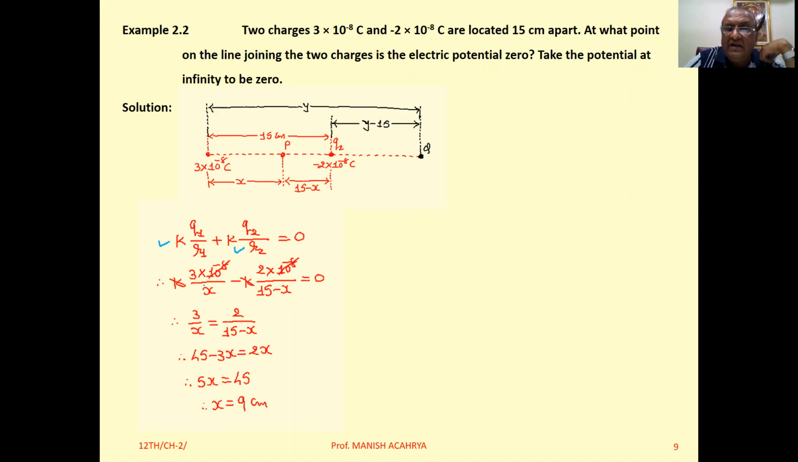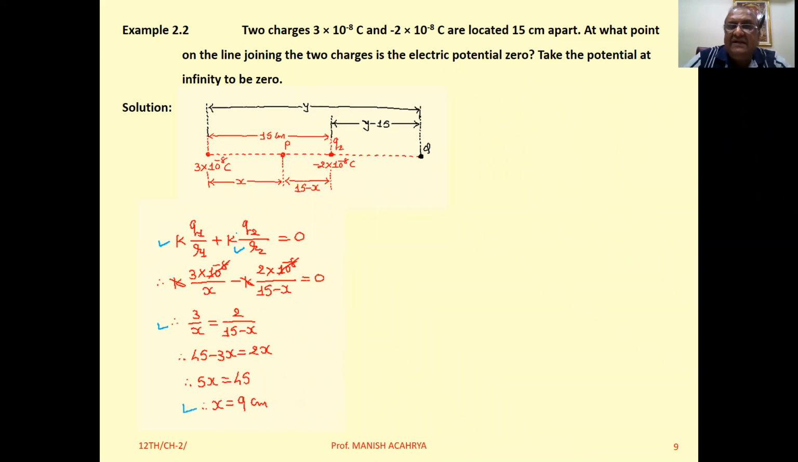So now we can take k common, then take it on right hand side, it will be cancelled. Then take 10 raised to minus 8 common from this equation, take it on right hand side, it will also be cancelled. So resultantly we will get 3 by x equal to 2 upon 15 minus x. And now if we solve this one, then we will get the answer x that is equal to 9 centimeter.